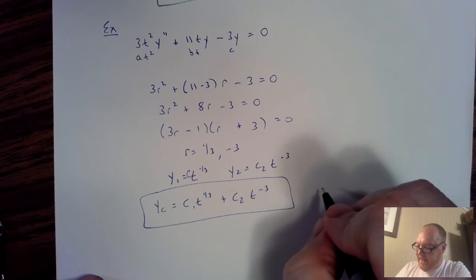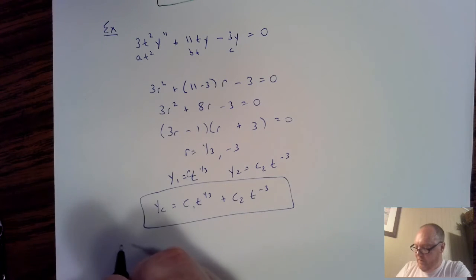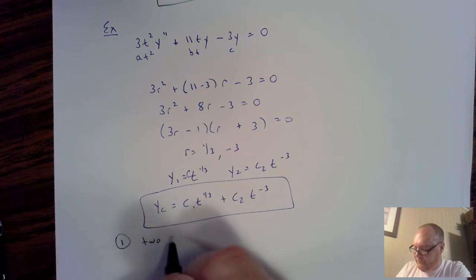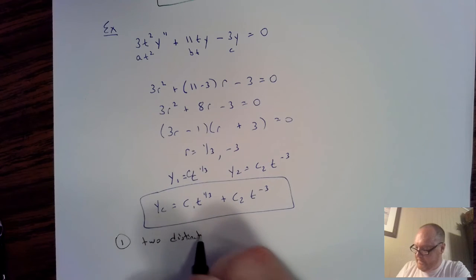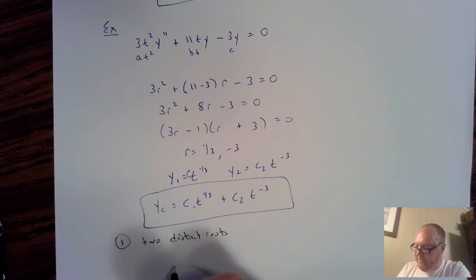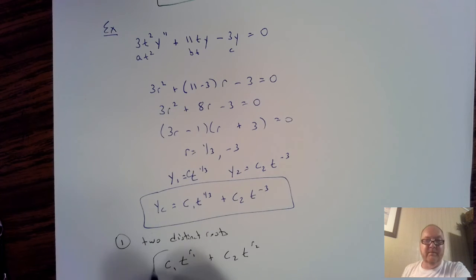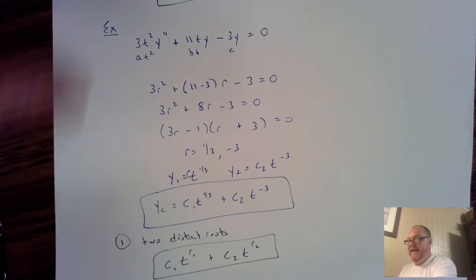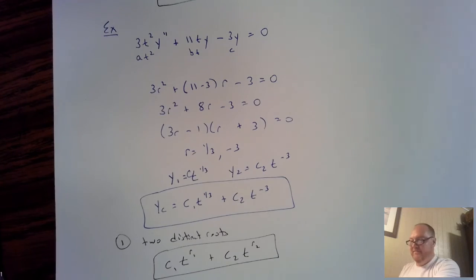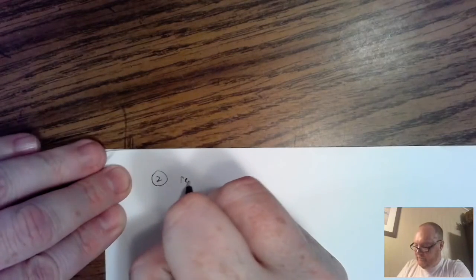The first case is this one, where we have two distinct roots. They're always going to be in the form of t to the first root and t to the second root. That's just a matter of writing down those solutions. That's the best case to be in. But you already know the other cases that can happen. The second case is a repeating root.